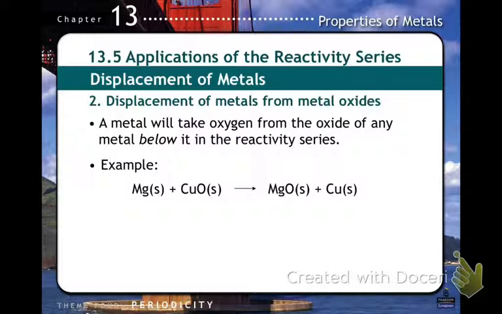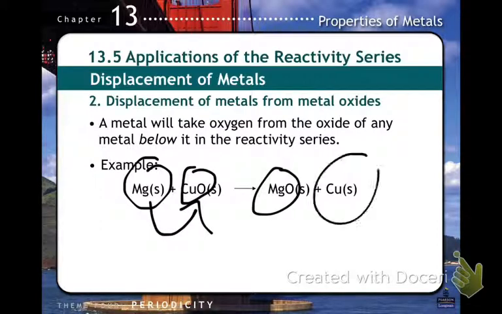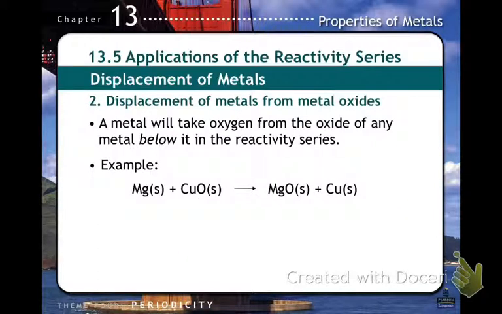So for example, magnesium plus copper 2 oxide. Since magnesium is more reactive than copper, it will displace the copper and you form magnesium oxide and the copper metal. So that's about it. It's easy peasy.